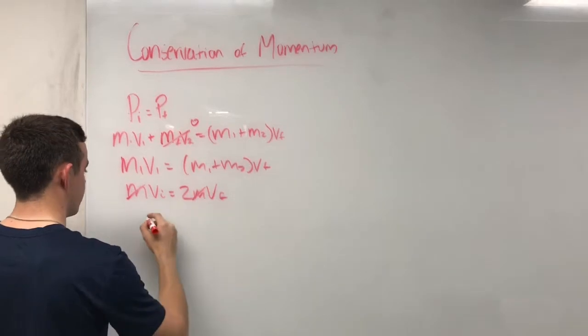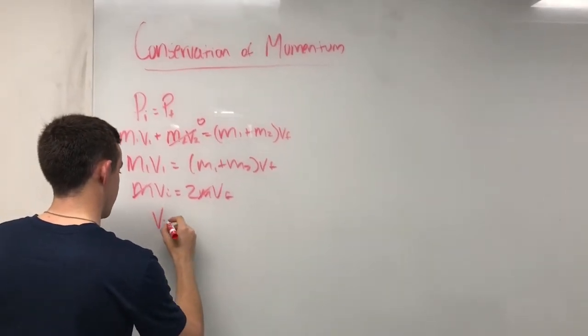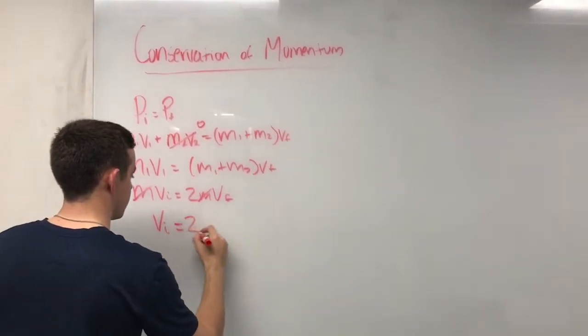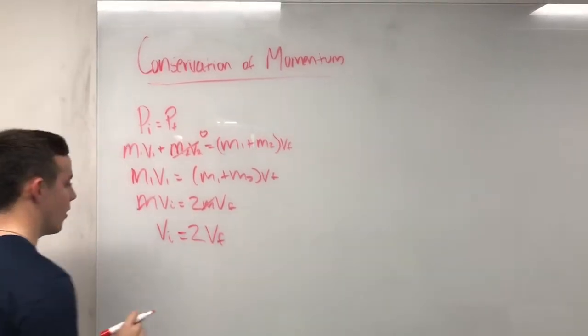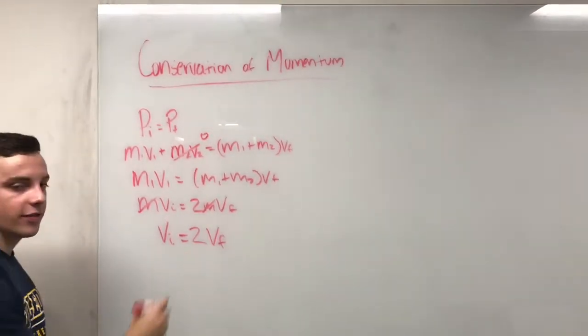The M's can cancel out, so now our new equation is the initial velocity of the first block is equal to 2 times the final velocity of the two-block system. Now we will solve for the final velocity.